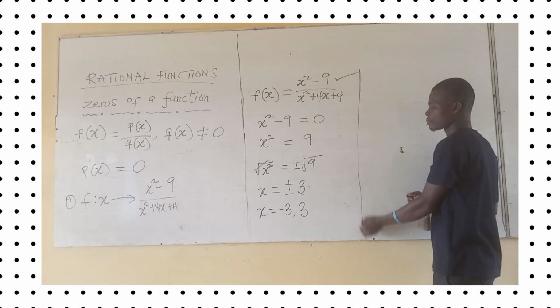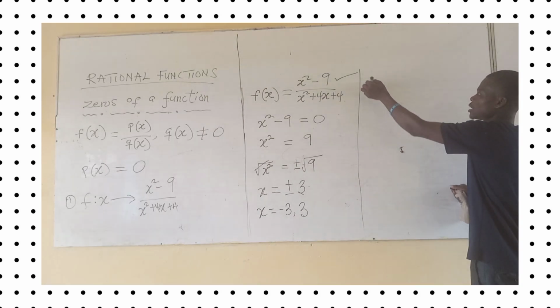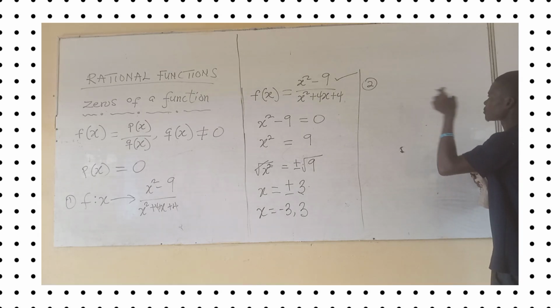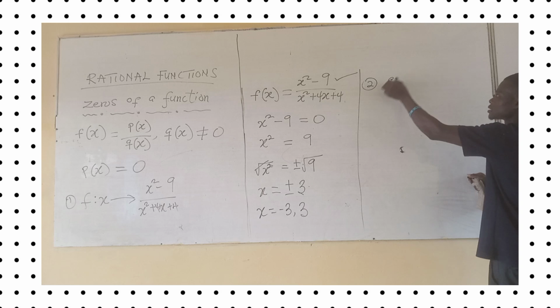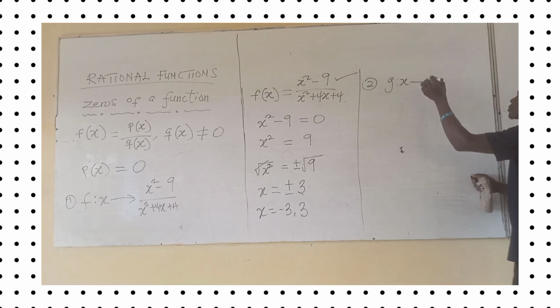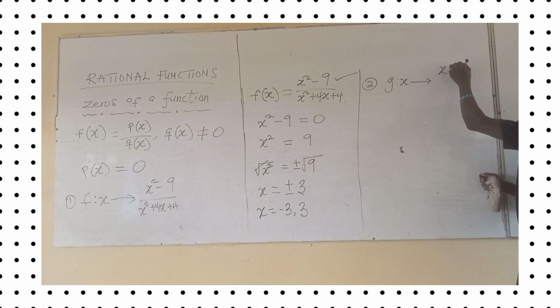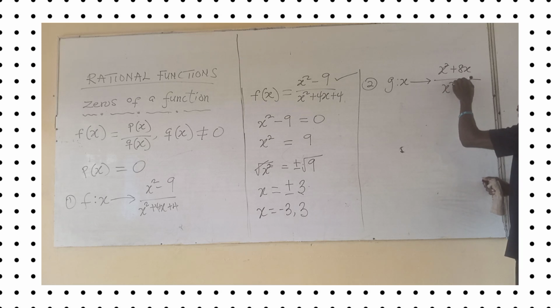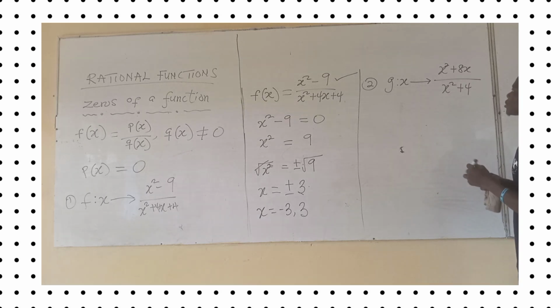Now let's look at problem number 2, Example 2. We are to find the zeros of this function. g of s is equal to s squared plus 8s all over s squared plus 4. We have to find the zeros.